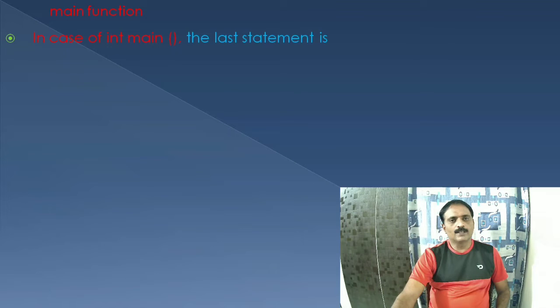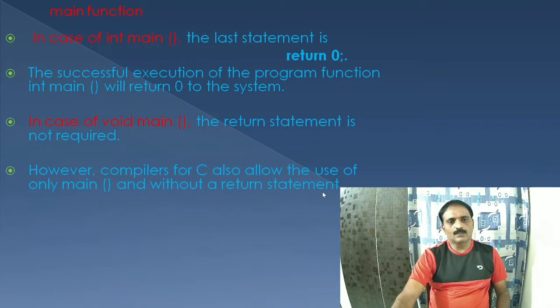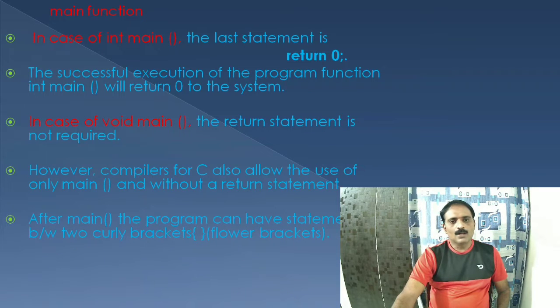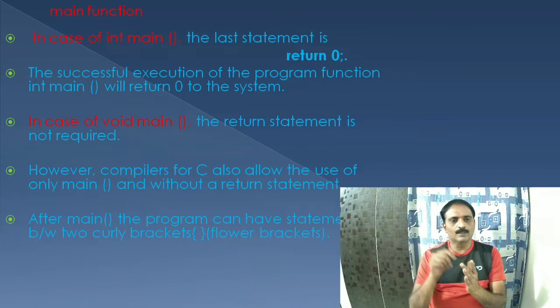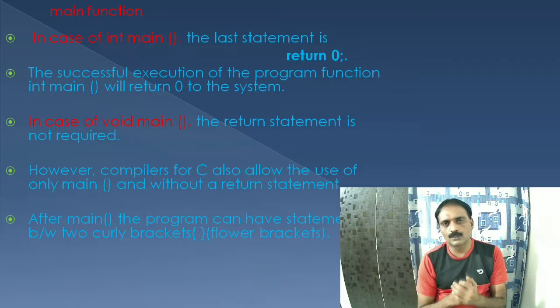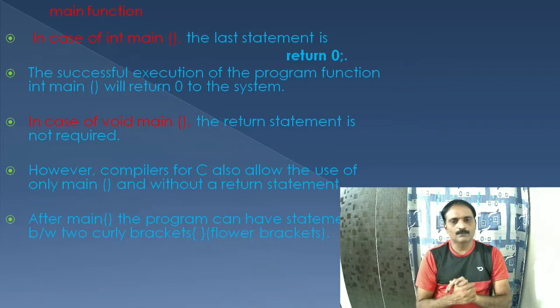In the case of int main, the last statement is return 0, meaning the value 0 is going to be returned to the system after the execution is over. Similarly, in the case of void main, the return statement is not required, and some compilers use only main without any return statement. Once the main function is written, we have to open the curly brackets or flower brackets. Within those brackets, we have to write the main content of the program.